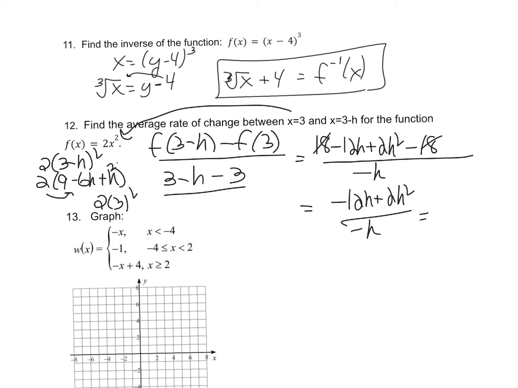So what I'm going to do is divide by that negative h. Because all 3 terms have h's, I'm going to cancel, but I'm going to cancel with a negative. So negative h goes into negative 12h, just makes it positive 12. And then negative h goes into 2h squared. I'm going to make that a minus because it's positive divided by negative, and a 2h. And there we go. As far as you can go on that one.